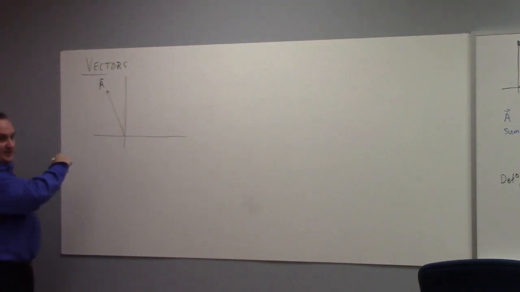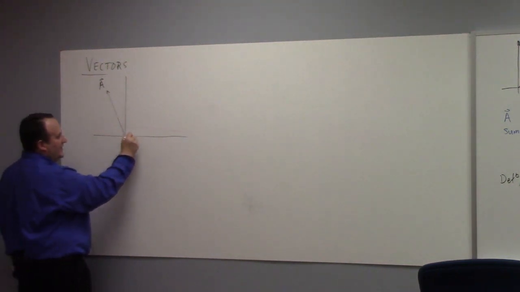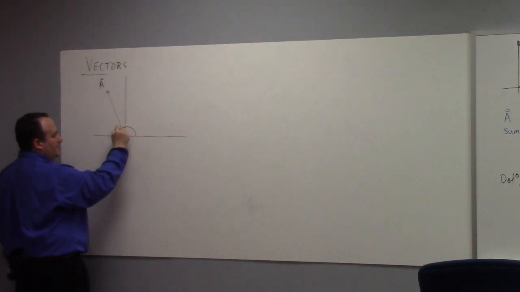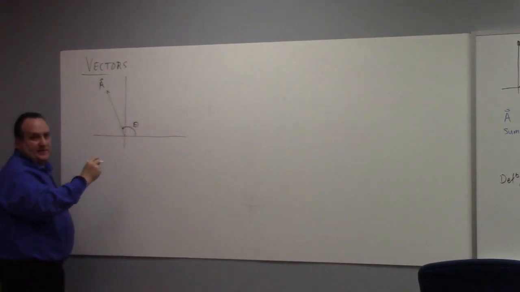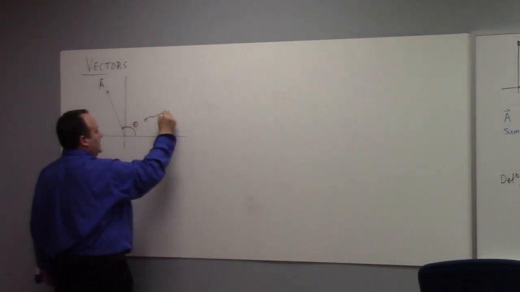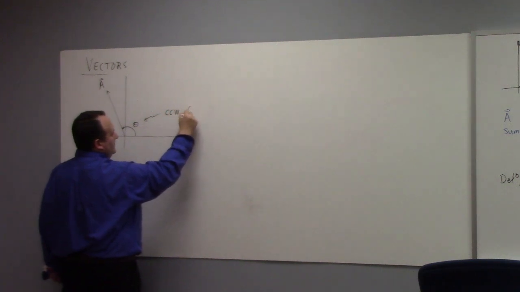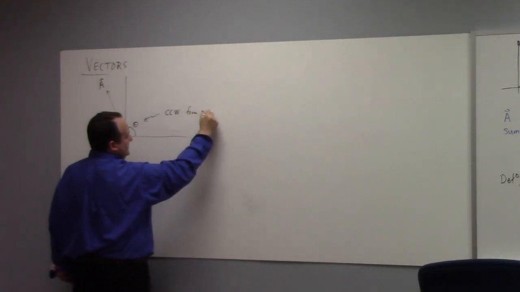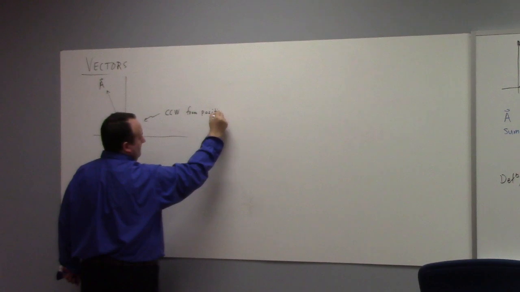But so if this vector A, we could also describe it by the standard angle, right? So theta, this is measured counterclockwise from the positive x-axis. That's the standard angle, yeah?